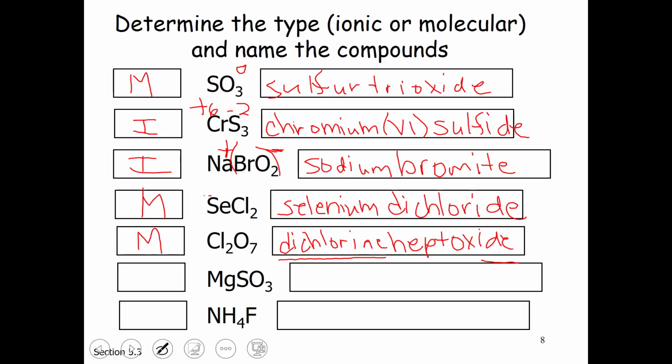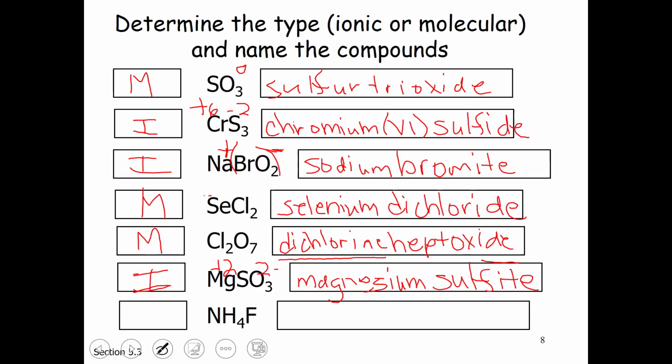Magnesium with SO3. Magnesium, that's a metal, so we know this is an ionic compound. Magnesium is going to be +2. It's in group 2, so I do not need any Roman numerals. Magnesium, no 2 needed. Now, if magnesium is +2, this polyatomic ion here must have a 2- charge. So SO3 with a 2- charge. If you go back to your naming conventions, I hope you realize that this is going to be a sulfite.